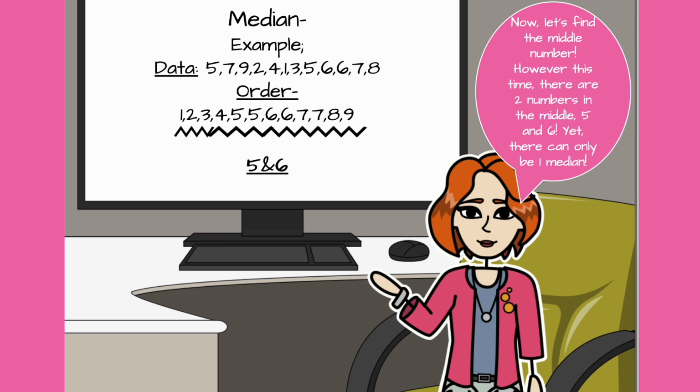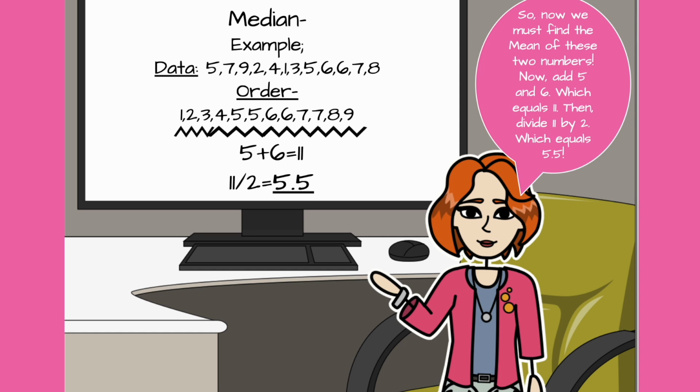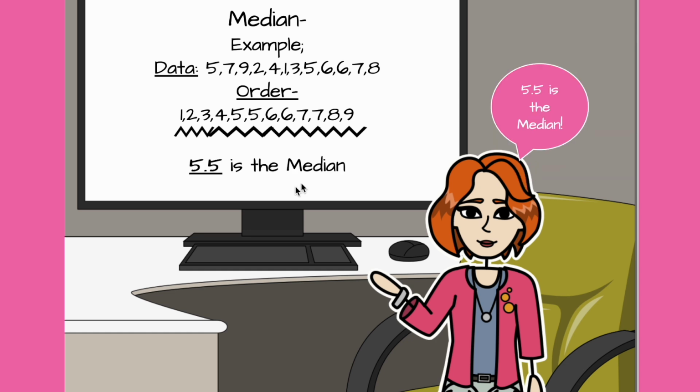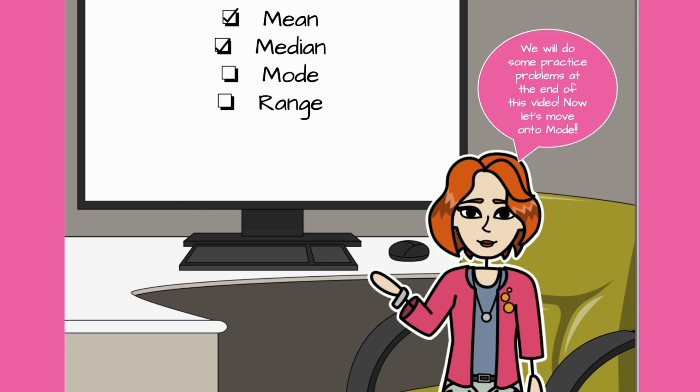Now let's find the middle number. However, this time there are 2 numbers in the middle, 5 and 6. Yet there can only be one number. So now we must find the mean of these 2 numbers. Now add 5 and 6, which equals 11. Then divide 11 by 2, which equals a total of 5.5. So 5.5 is the median to this set. We will do some practice problems at the end of the video.